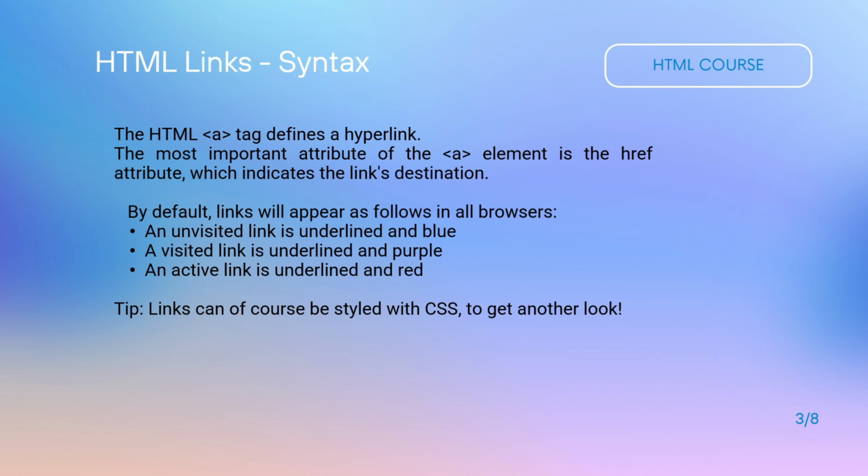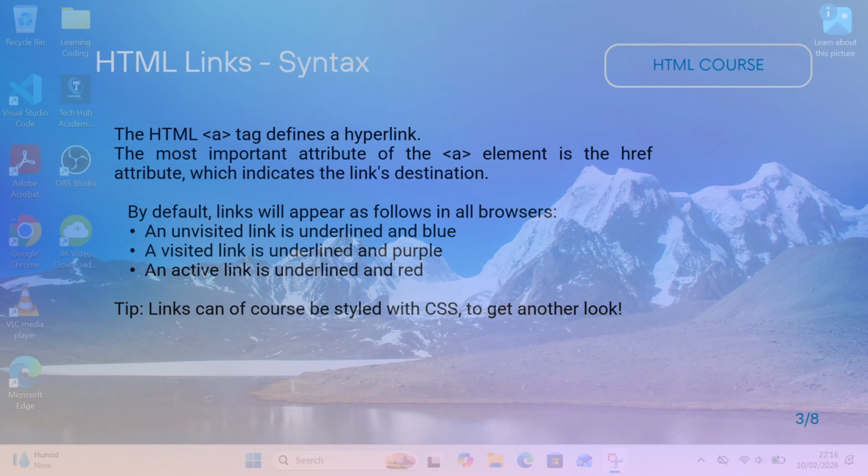By default, browsers display links like this. An unvisited link appears blue and underlined. A visited link appears purple and underlined. An active link appears red and underlined. These colors can be changed later using CSS.